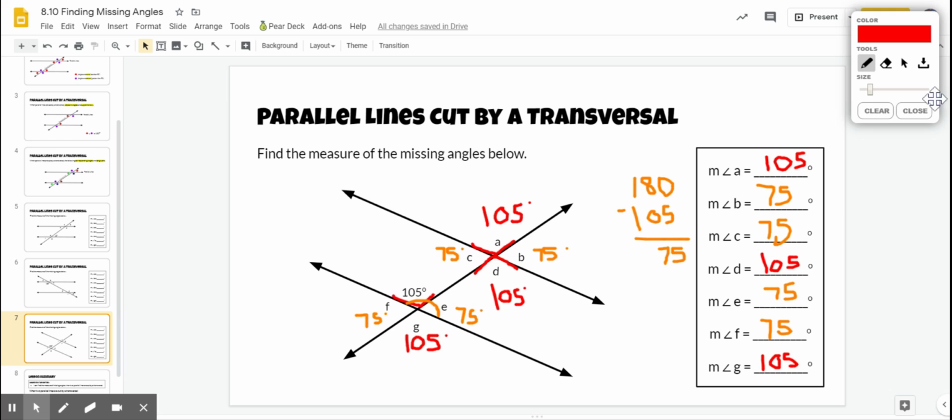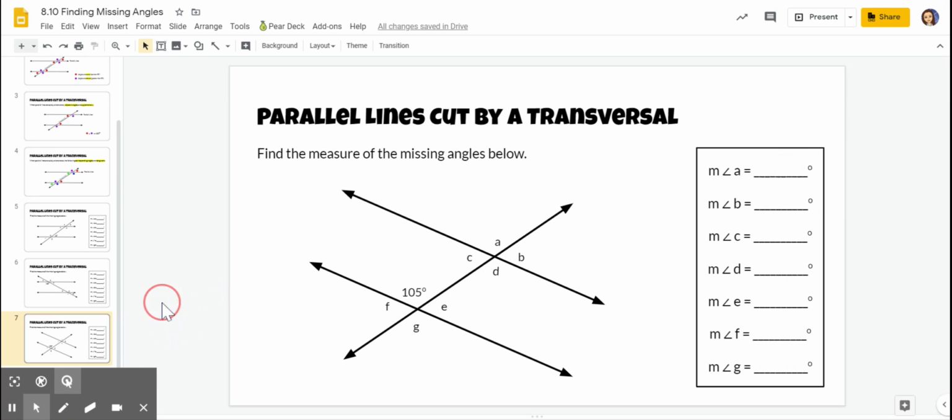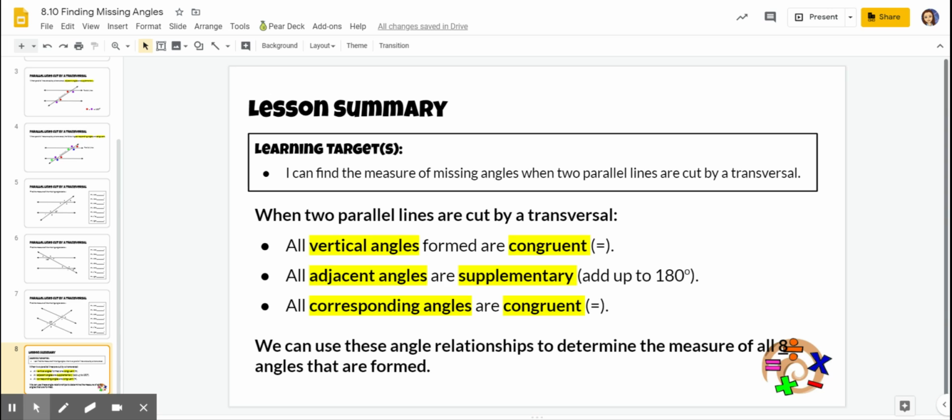Okay, so in any case, let's quickly summarize our lesson here. So today we talked about how we can find the missing angles when two parallel lines are cut by a transversal. These bullets are all really important things that you need to remember. So 1, vertical angles that are formed are all congruent or equal to one another. Adjacent angles that are next to one another are supplementary. They add up to 180. Corresponding angles that match up to one another on the top and the bottom are also congruent or equal to one another. And we can use these angle relationships to determine the measure of all 8 angles that are formed when two parallel lines are cut by a transversal.